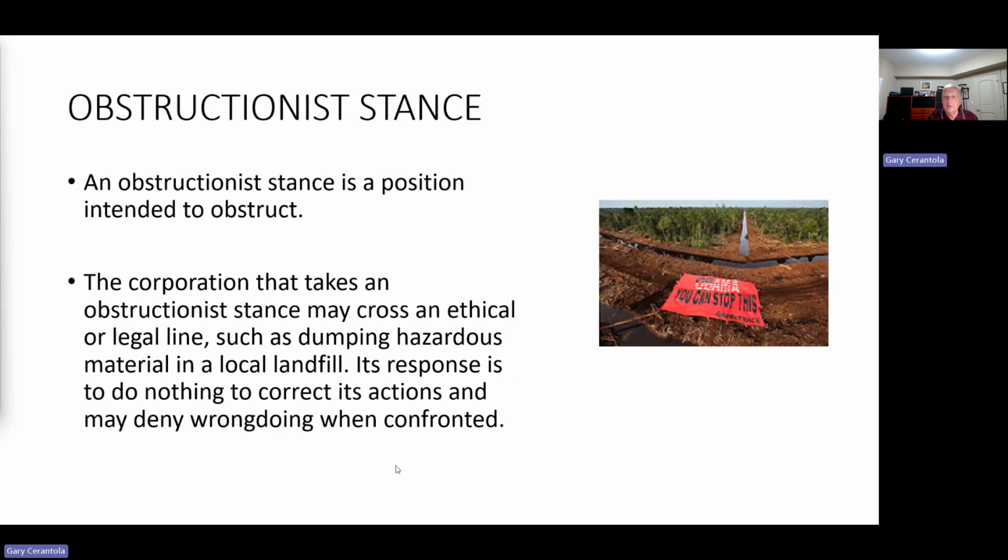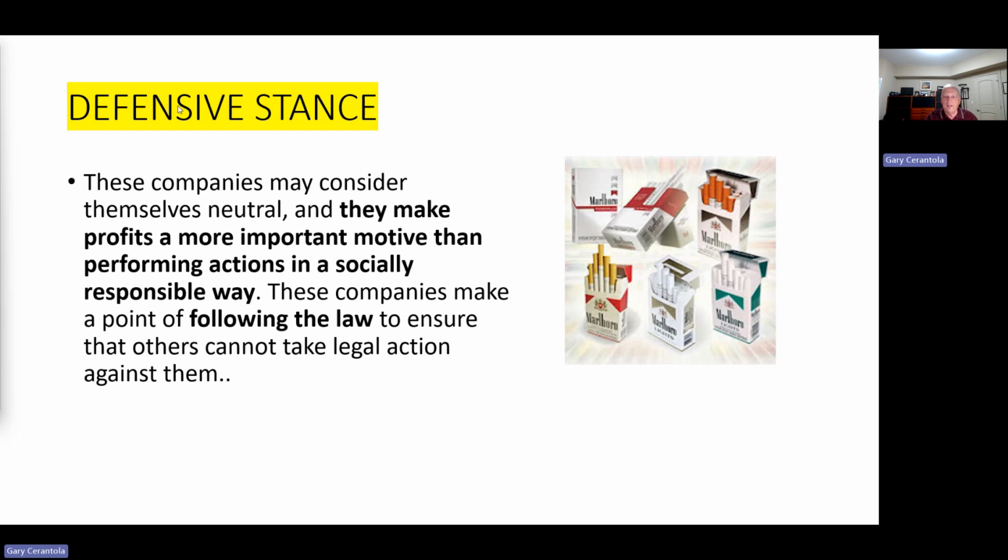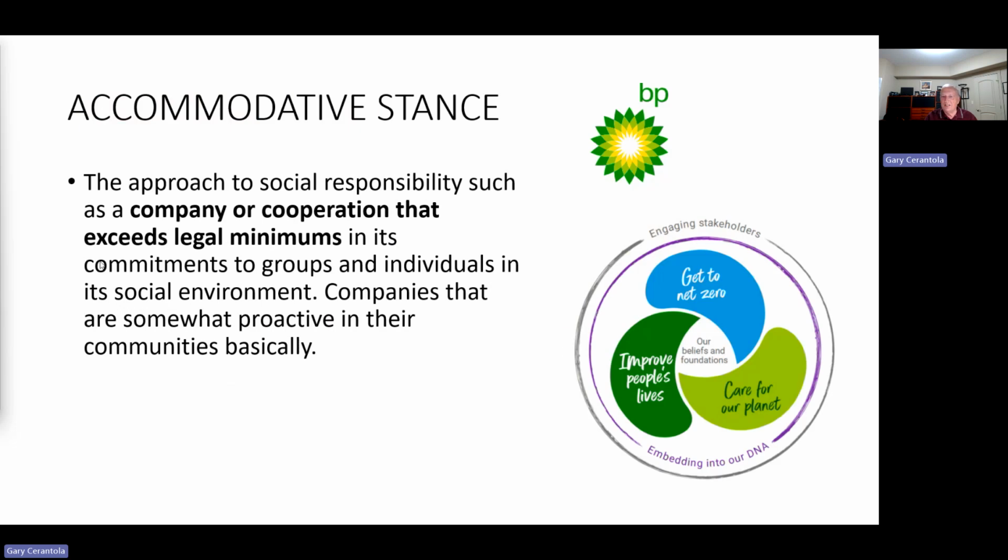Okay, so here's more about knowing what these are about. So you should know what the obstructionist stance is all about. A corporation that takes an obstructionist stance may cross ethical or legal lines. A defensive stance, you can see like the cigarette companies, they make profits a more important motive than performing actions. In some cases, they've taken their business to countries that have less regulation. The accommodative stance is a company that exceeds legal minimums.